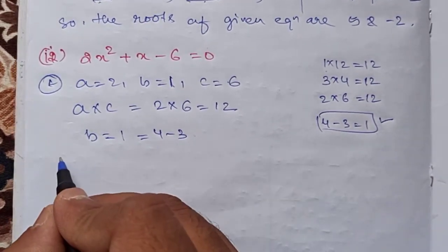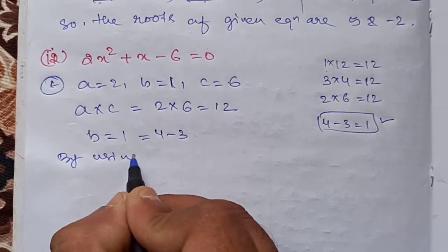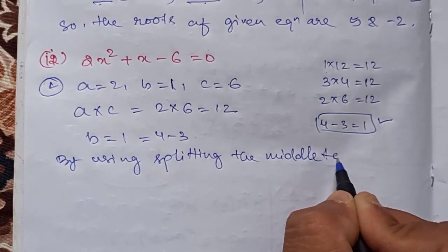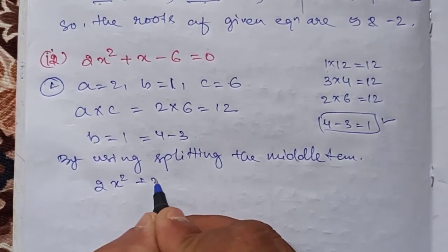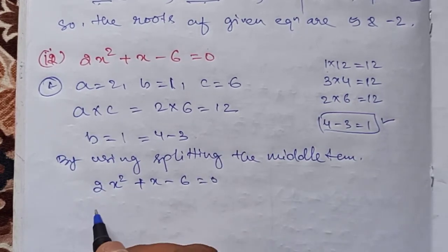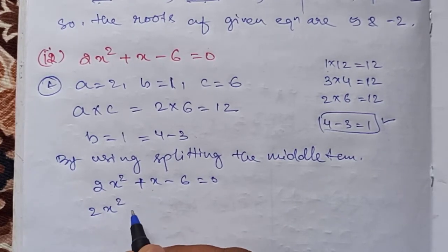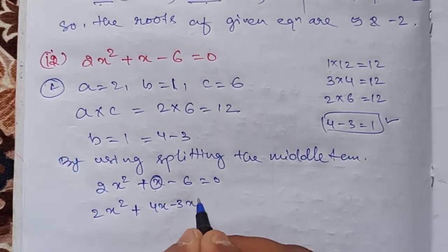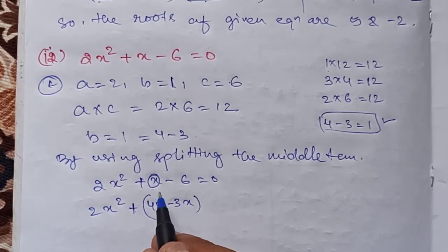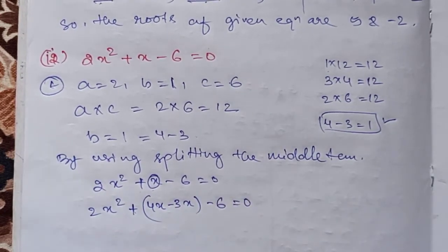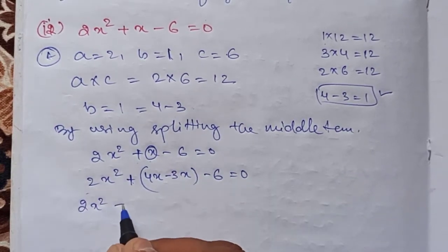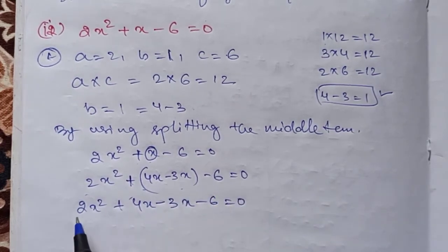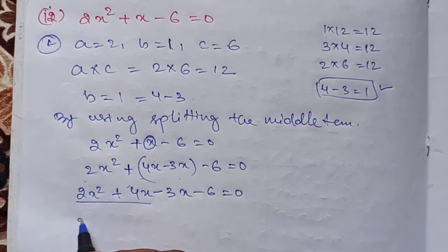Okay, by splitting the middle term, 2x square plus x minus 6 equals 0. 2x square, in place of x I will write 4x minus 3x, because 4 minus 3 is 1, so we get 1x. Minus 6 equals 0. 2x square plus 4x minus 3x minus 6 equals 0. Between these two, take out 2x common.